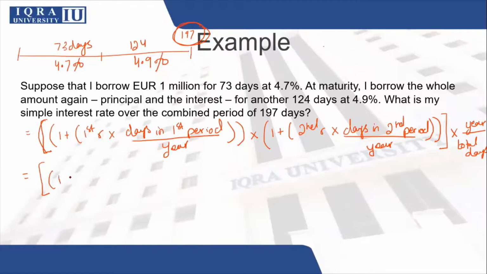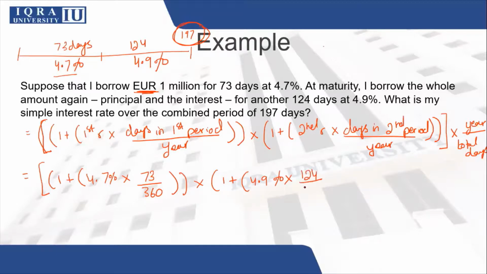So you have 1 plus, now the first rate is 4.7%. Days in the first period are 73. Year, now you can see that you're using EUR, so the convention is to use 360, bracket close. Multiply it by 1 plus the second rate, which is 4.9%. Now days in the second period are 124, the year will be 360, and bracket close. Multiplied by year, which is 360, and the total days were 197.